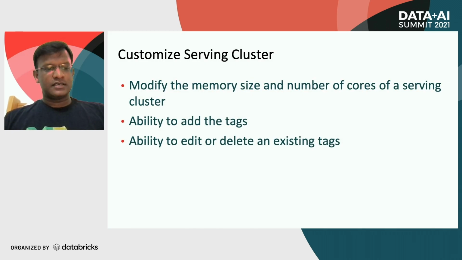Customize the serving cluster. To customize the serving cluster, use the cluster settings tab in the serving tab. To modify the memory size and the number of cores of a serving cluster, use the instance type dropdown to select the desired cluster configuration. You can add tags for the registered models to refer to later in other places, and you can also edit or delete the existing tags.